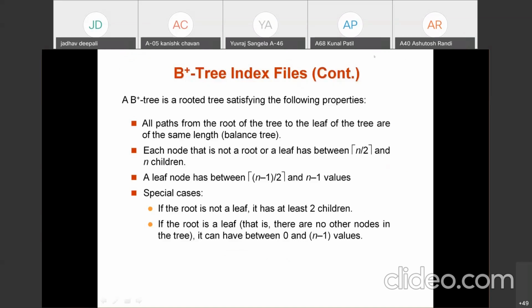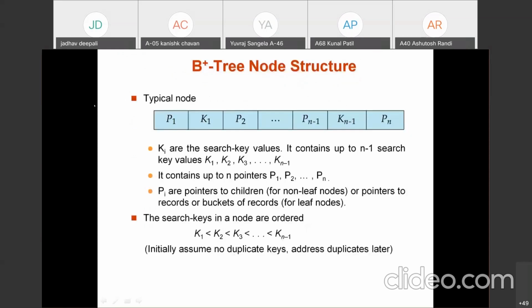I don't know what is happening here with the annotation. It automatically goes. Okay, I will show it instead of wasting the time.